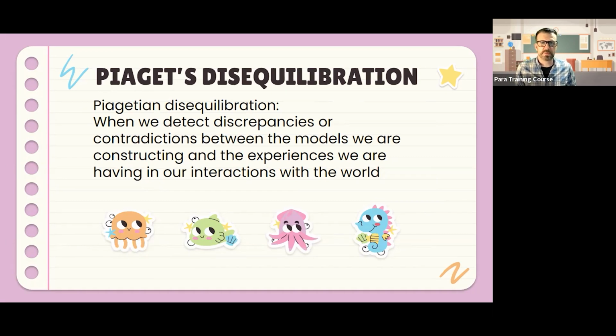Let's talk about disequilibration in Piagetian thought. That's when we detect discrepancies or contradictions between the models that we are constructing and the experiences we are having in our interactions with the world. I don't know how clear that is to everyone, including myself, but it sort of has to do with when we notice exceptions to things.